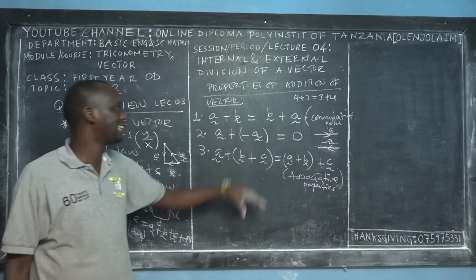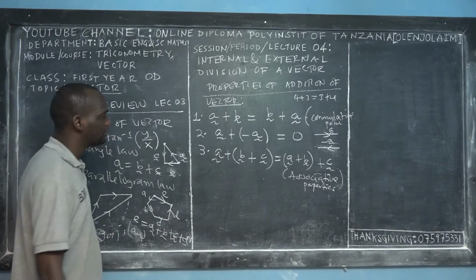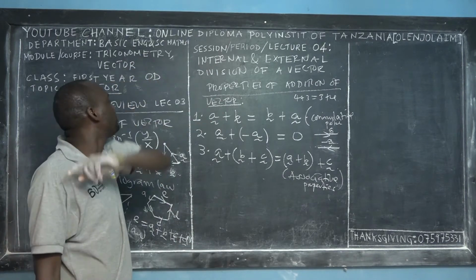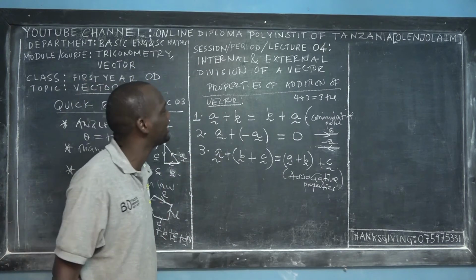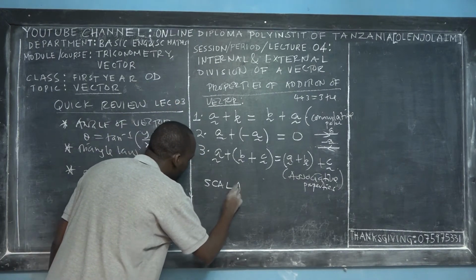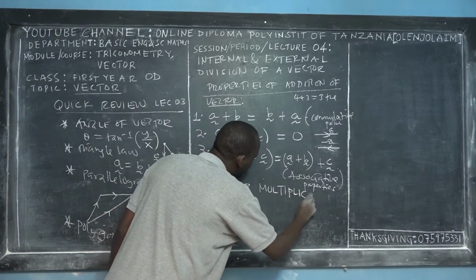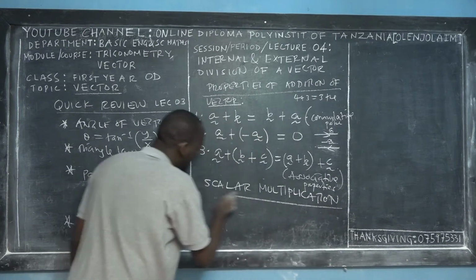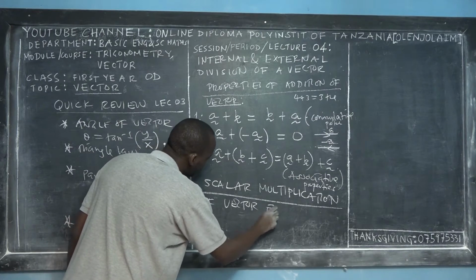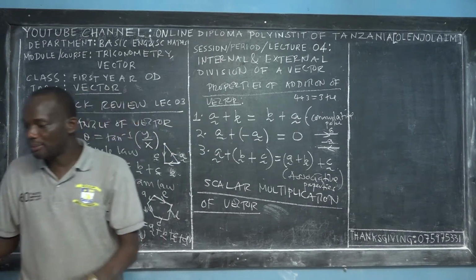We have some other properties, but these are enough as fundamental concepts for you. Now let me take you into another concept before I bring you into the ratio theorems and the internal and external divisions of a vector. Another concept which I want to teach you in advance is called scalar multiplication of a vector. What is the meaning of scalar multiplication?